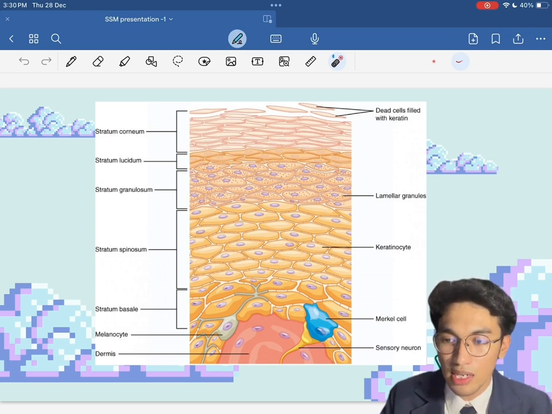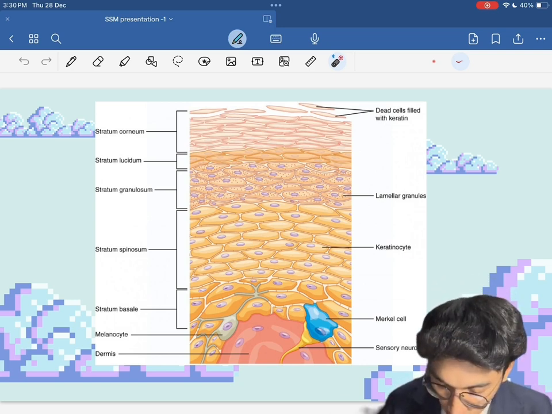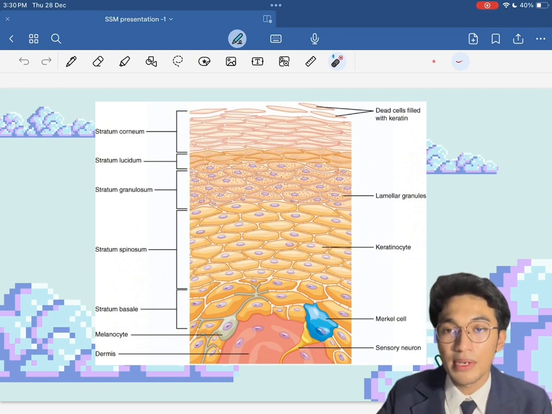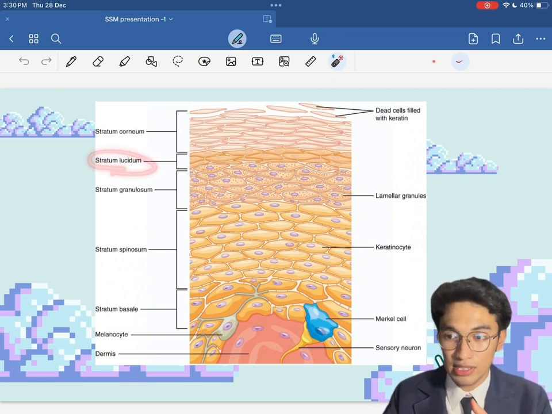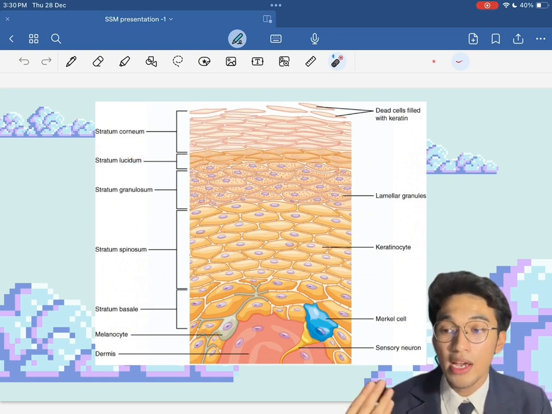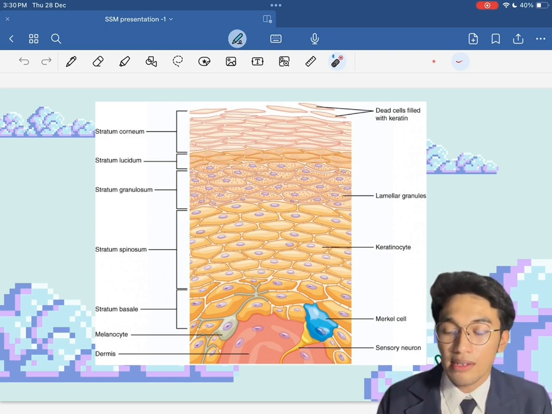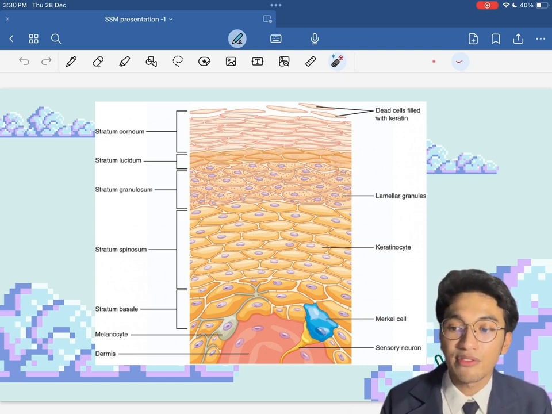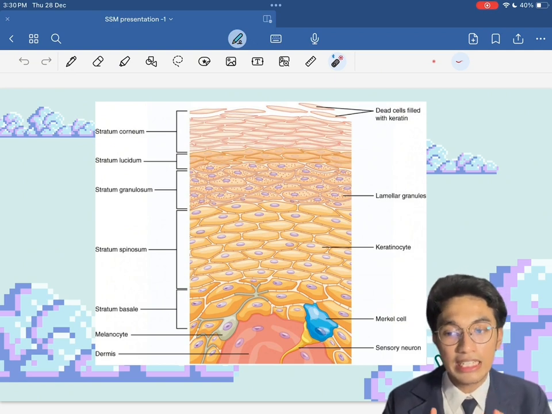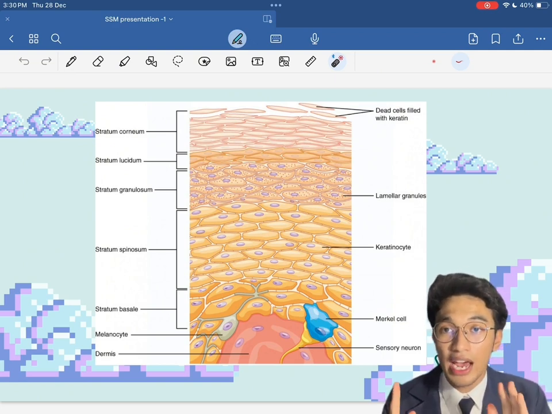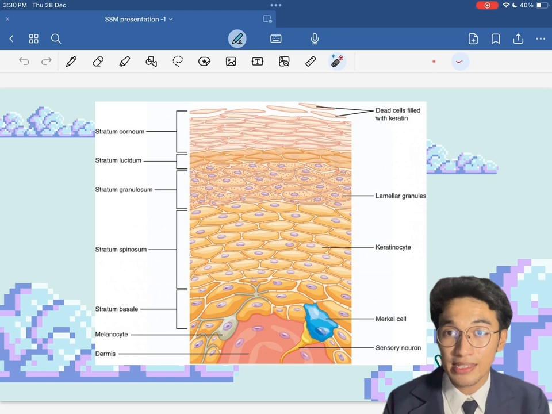The fourth one, we continue with the stratum lucidum. The stratum lucidum is the fourth layer, translucent and barely visible. The cells begin to die, so the nuclei and organelles begin to disintegrate. Usually it's dead cells, leaving behind keratin filaments. It is only in thick skin. Memorize and remember, it's only in the thick skin.